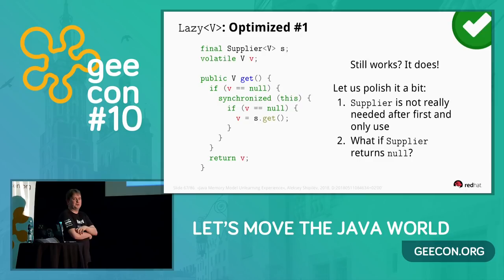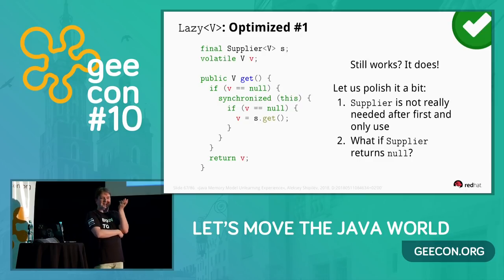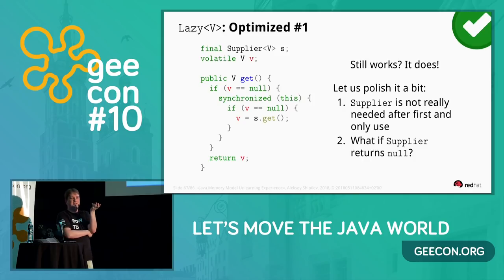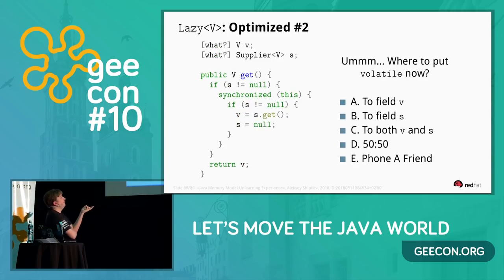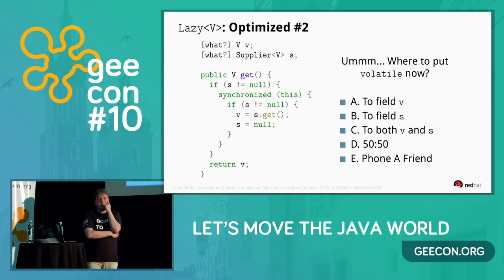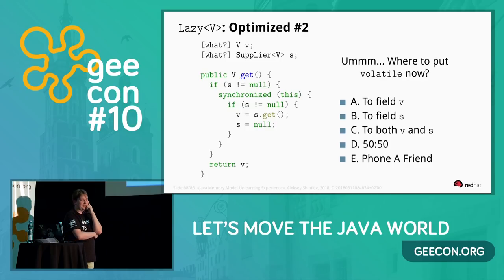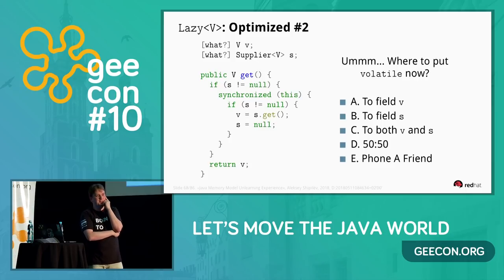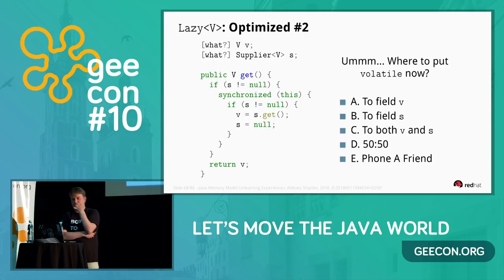So maybe we should use the existence of the supplier in our lazy val as the sensing flag for whether we had initialized this value or not. So you say, okay, fine, we will set s to null, but before jumping into the synchronized section, we also check for the supplier. And now you have a tricky question. Now it looks as if DCL, but not quite. And now you have two fields, and you have to decide where to put volatile for this thing to work. So there are basically three serious cases here: either to val, or to supplier, or to both supplier and val.